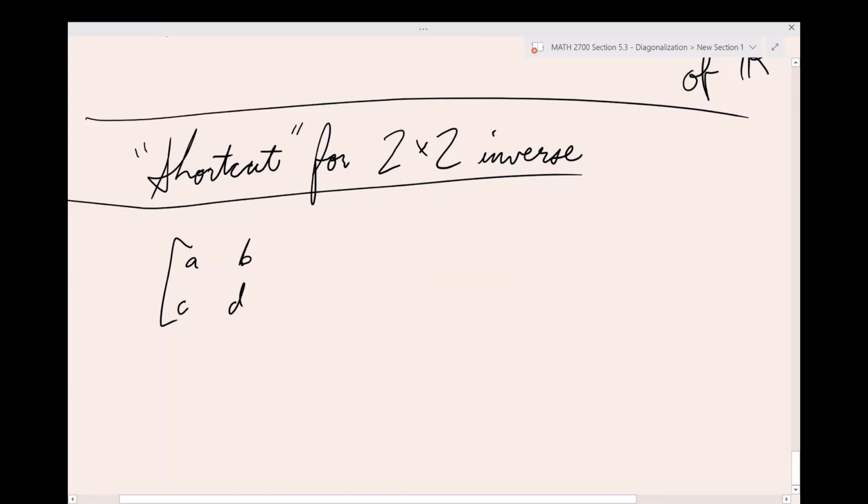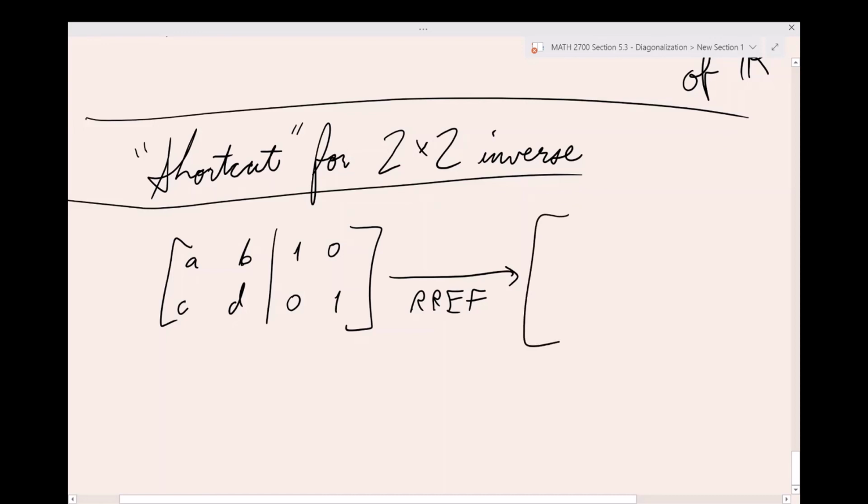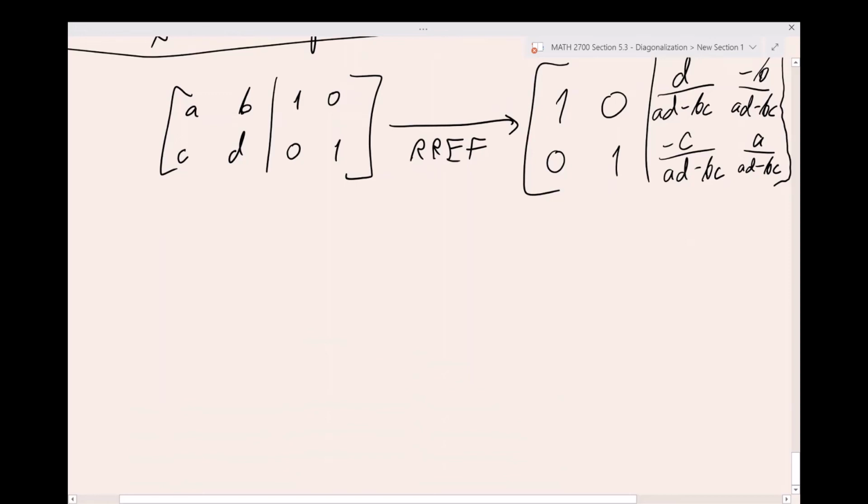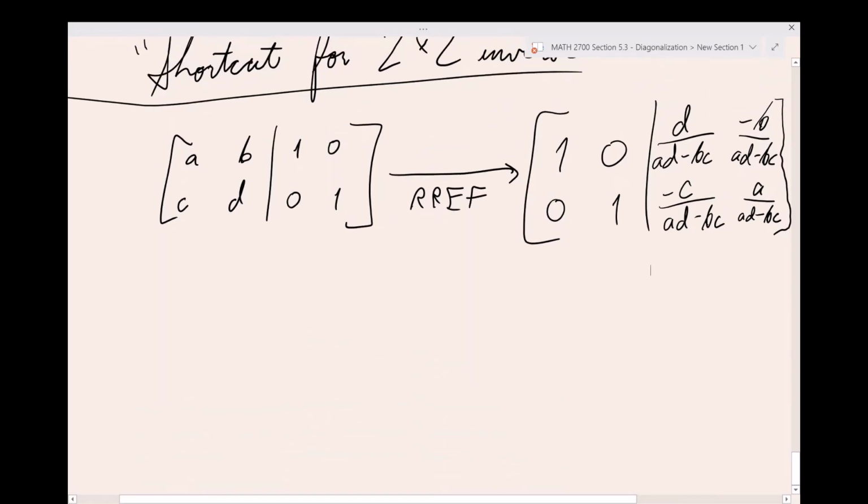If I wanted to invert it, what do we do? We attach the identity matrix to it, and then I run that row reduction. Now, the row reduction is algebraically going to be a bit messy, so let's just pretend we did that. And what you get is this. So that gives us a little bit of a shortcut formula if you're just doing inverses for a 2x2, instead of running the row reduction every time. That means that if I have a 2x2 matrix and it's invertible, its inverse is going to be this matrix right here.